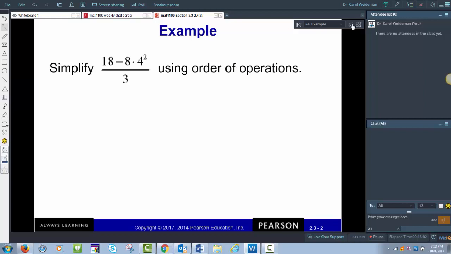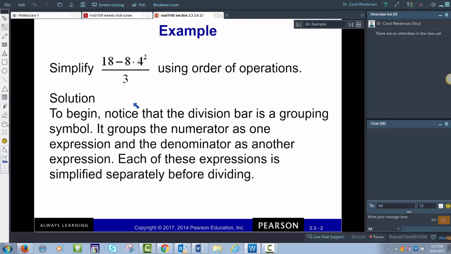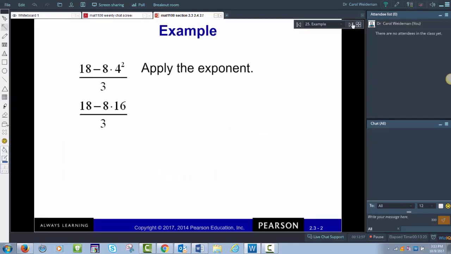Okay, so let's take a look at a problem. We want to do order of operations here. So what are we going to do first? We notice that the division bar is actually a grouping symbol. So we're going to simplify the numerator and then do the division at the end. All right, so we need to look up here. We've got an exponent, so this is what we work on first, that 4 squared. So we're going to apply the exponent.